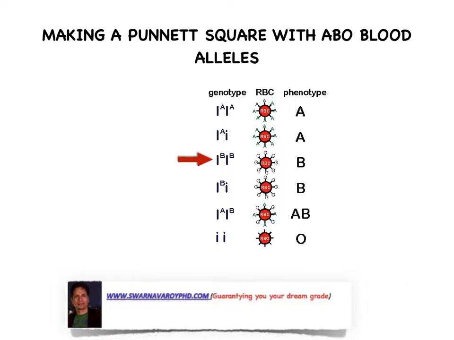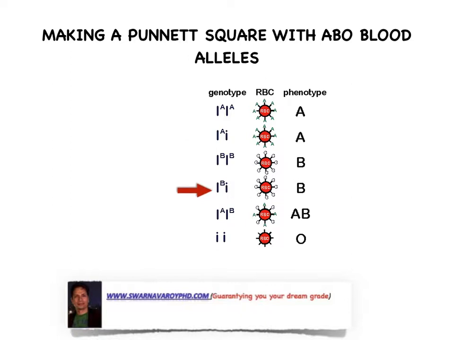Coming to the third person, he is homozygous for the B allele, so this person will have the B antigen on the surface and a blood type of B. The same way, B is a dominant gene over O, and A is dominant over O. Both are dominant over O. So when you have a B allele and an i allele, this person will have a blood type of B.